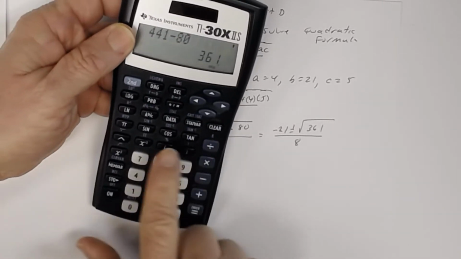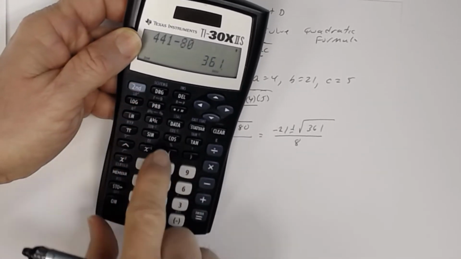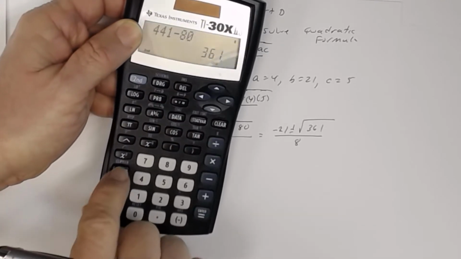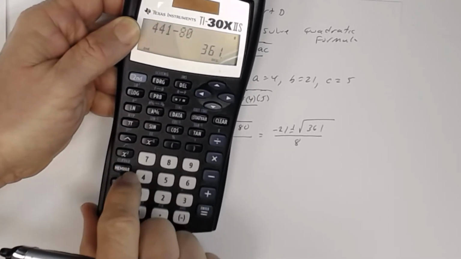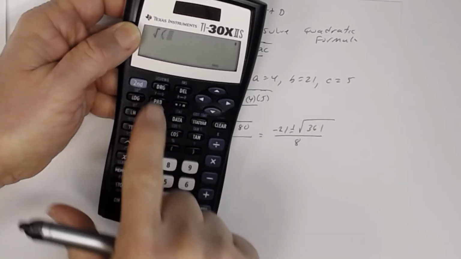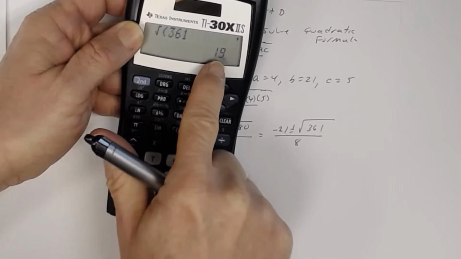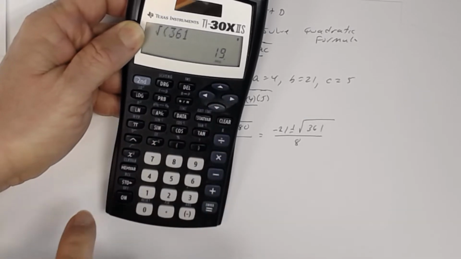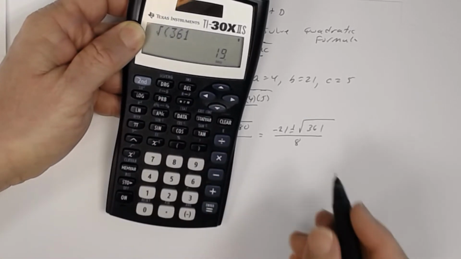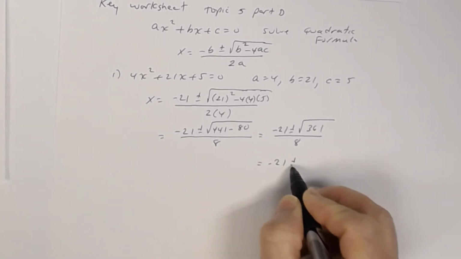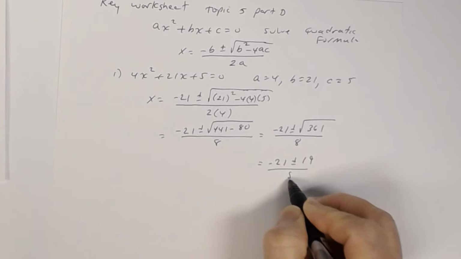One way to do that is to take the square root of 361. The square root button is right above the x squared, so you press second, x squared to get to it. Then say 361 equals, and notice it's a whole number, so 361 is a perfect square. 19 times 19 is 361. So this becomes negative 21 plus or minus 19 divided by 8.